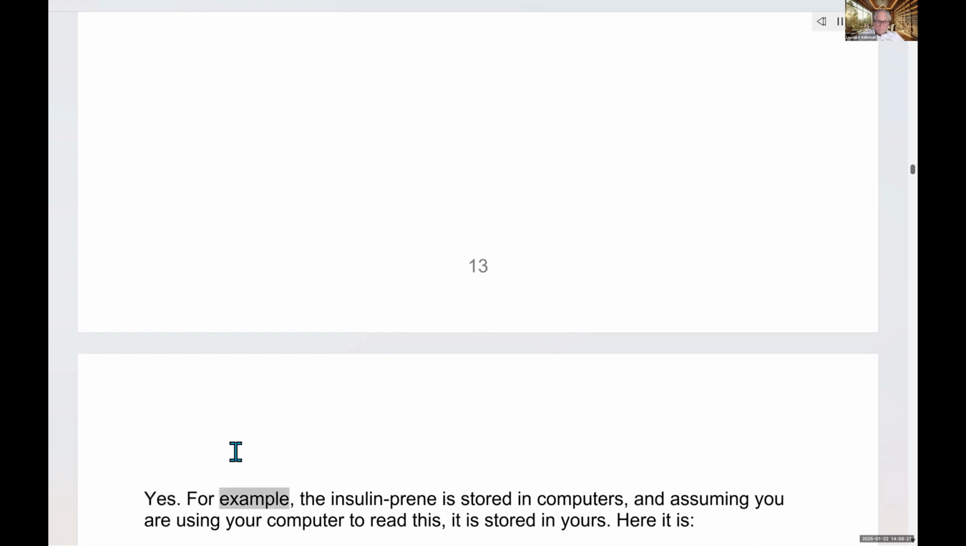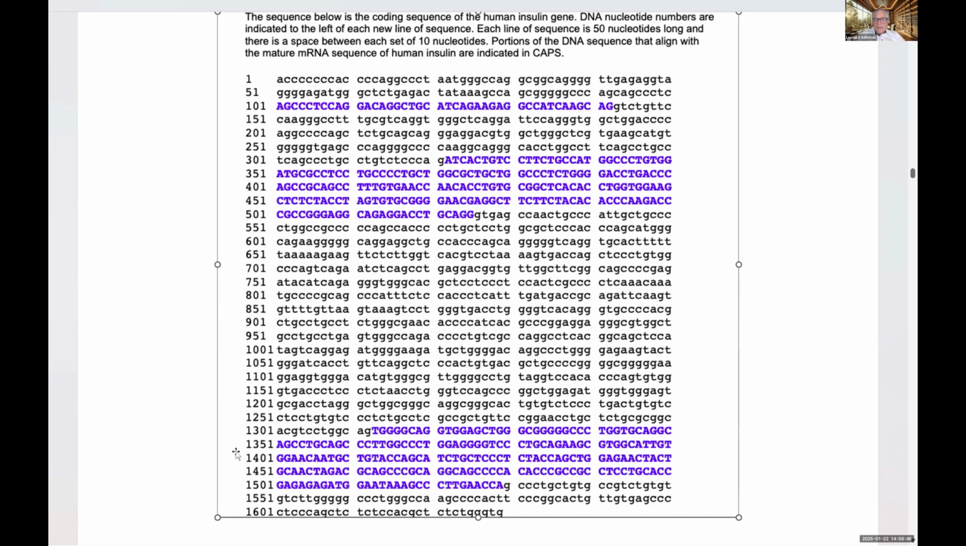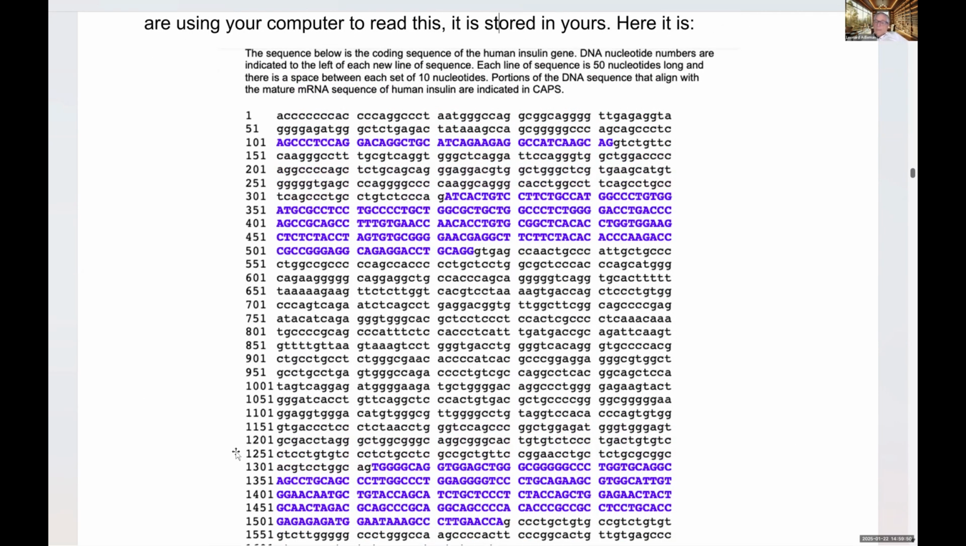Okay, so yes. For example, the insulin preen is stored in computers, and assuming you are using your computer to read this, it is stored in yours. Here it is. By the way, you are using your computer to store this, right? I mean, you're watching it, it's on your computer. Figure 1. So here it is. Yes? All right. Now, don't worry about what's purple and what's black. That's not really important. Don't read the caption at the top that came with the picture. It's just this sequence, right? And it is a place where the insulin preen is stored.